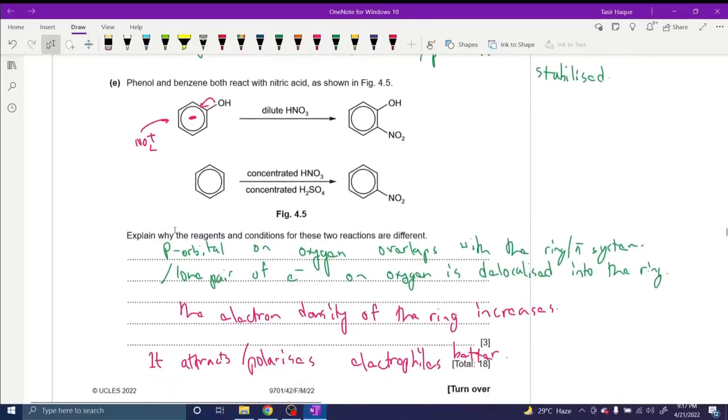So the first point is the p orbital on oxygen overlaps with the ring or the pi system. Or you could word it in this way, the lone pair of electrons on oxygen is delocalized into the benzene ring. Now the electron density of the ring actually increases. So it attracts electrophiles more easily, or polarizes electrophiles better. It's an easier target for electrophiles essentially. These are the 3 points.